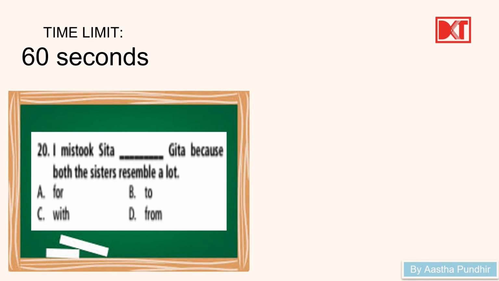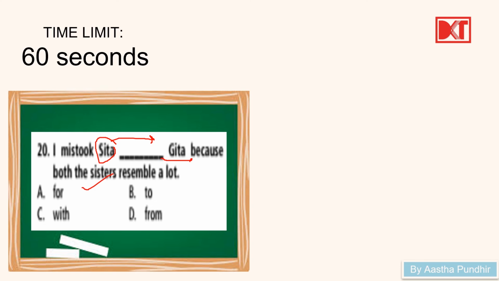Alright, here I mistook Sita for Geeta because both the sisters resemble a lot. Now, which is correct: Sita for Geeta, Sita to Geeta, Sita with Geeta, or Sita from Geeta? Here the correct answer is Sita for Geeta. Why Sita for Geeta? Because we're talking about whom Sita was mistaken for, like the purpose, the one thing which replaced it, that was Geeta.